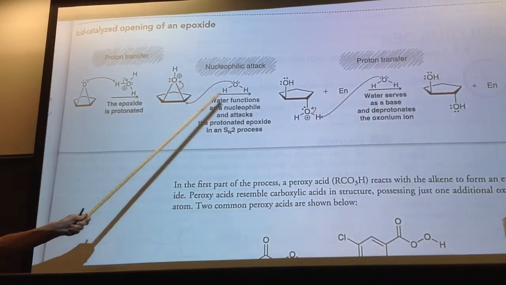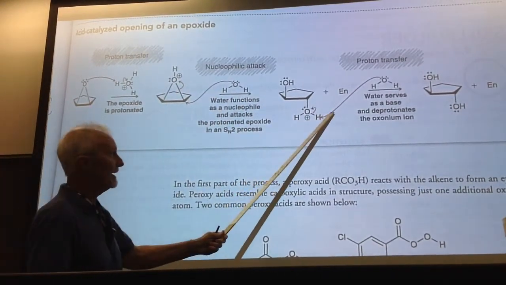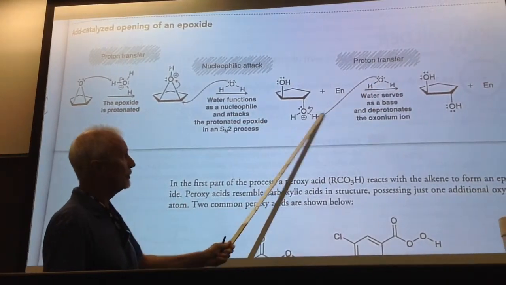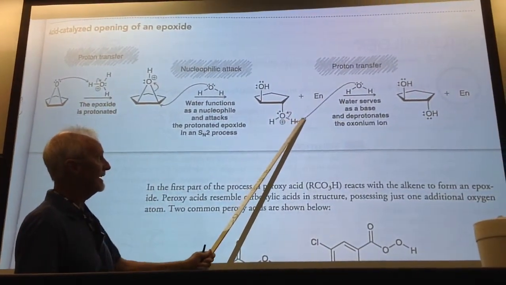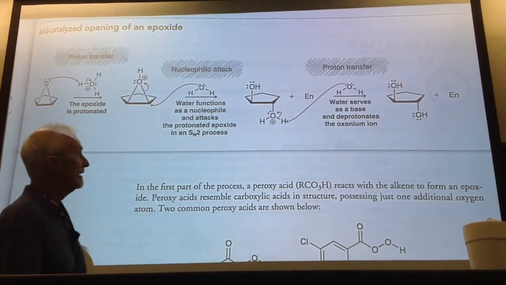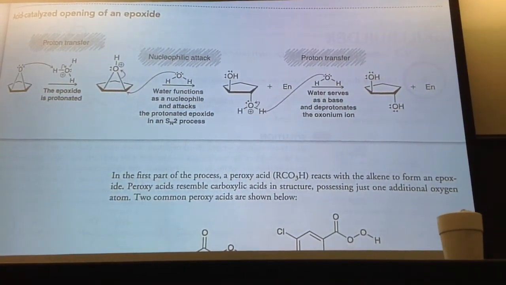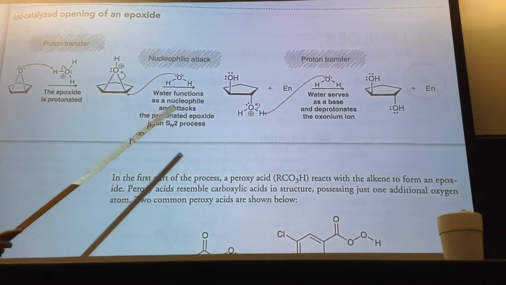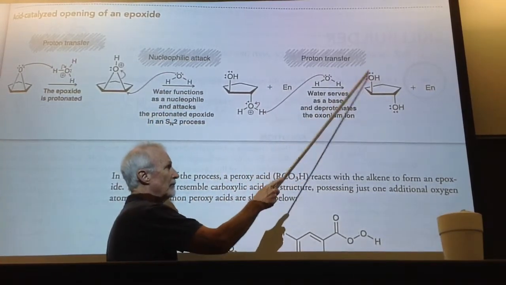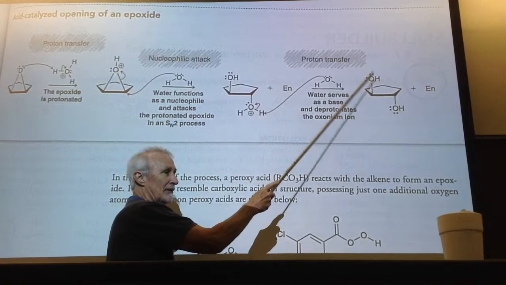This flips up here. You get this. Now I usually just put minus H plus. Water pulls this off, but minus H plus gives you your final product. But because attack can only occur on one side, you don't have a free carbocation. You only get one of 2 possible orientations, and you get the anti-orientation.